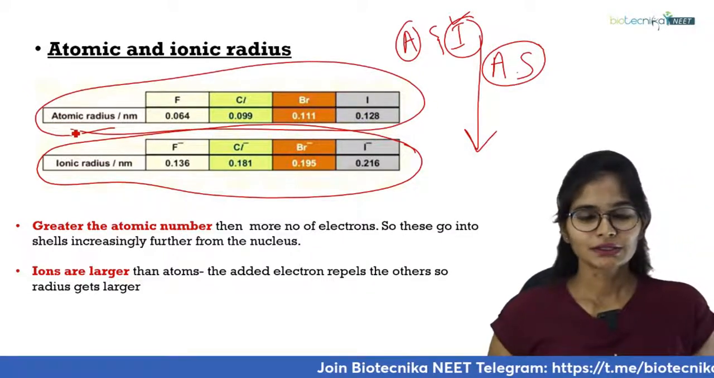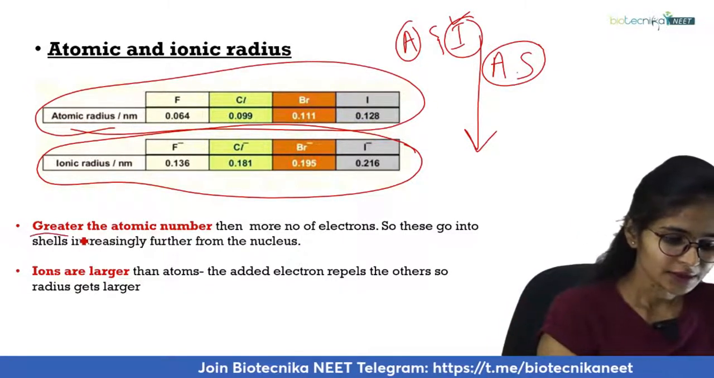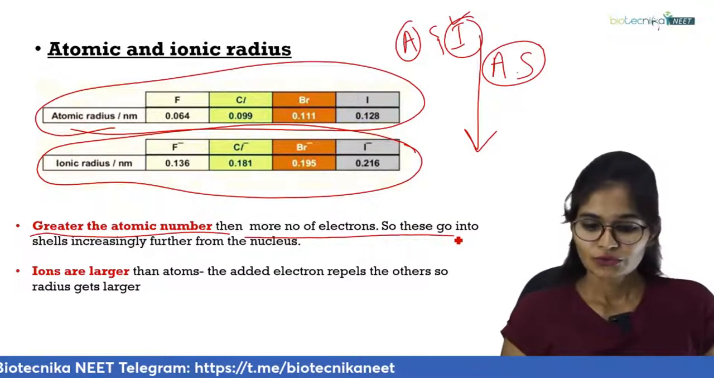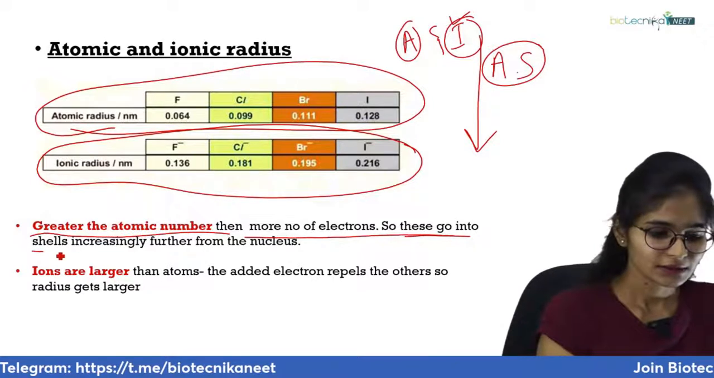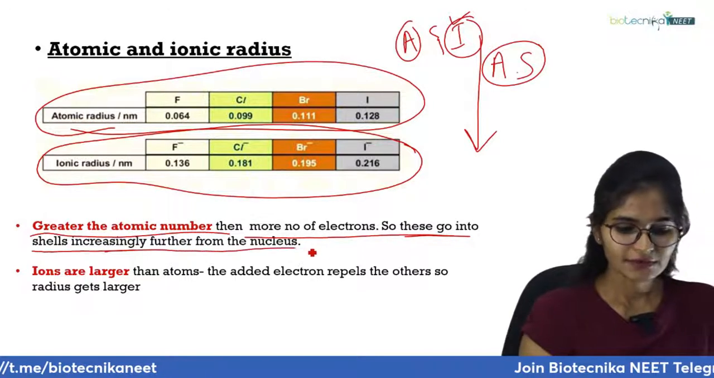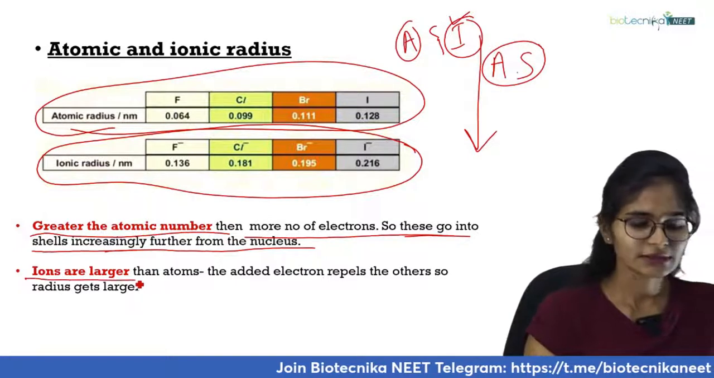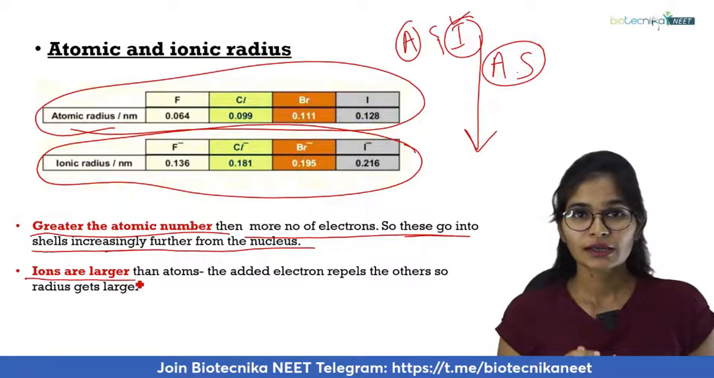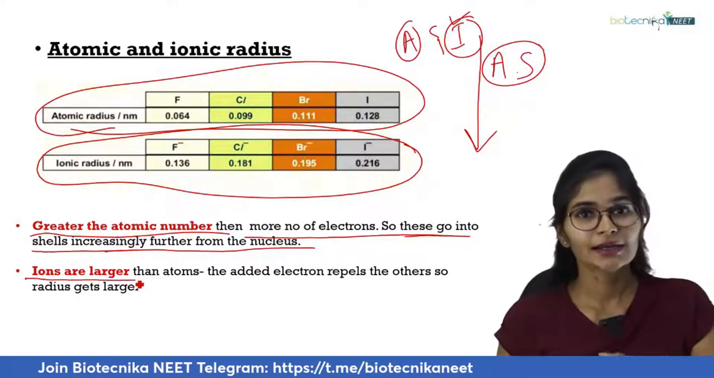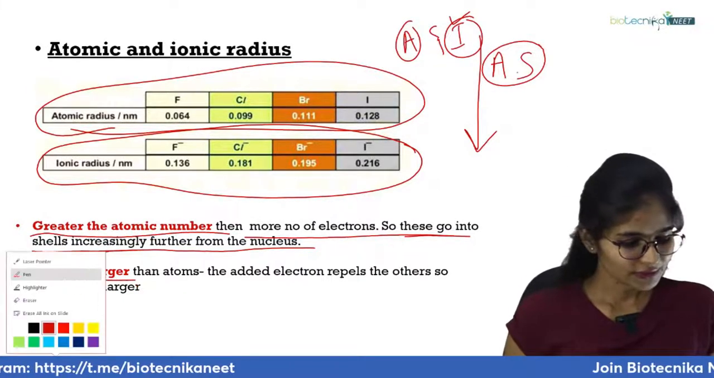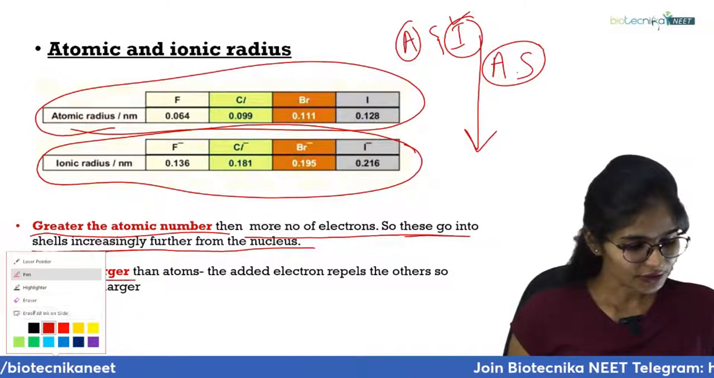One thing you can conclude: the greater the atomic number, the more electrons are added. These go into shells, and the distance from the nucleus will be increasing. Coming to the next, where the ions are larger, we already concluded why: because you are adding extra electrons to the elements and there will be an increase in size. So this is all with respect to atomic and ionic radius.